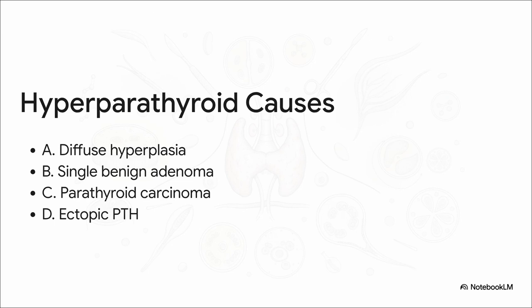Let's pivot to parathyroid pathology with question 11. A 45-year-old female comes in with the classic presentation: stones, bones, abdominal groans, and psychiatric moans. She's got kidney stones, bone pain, a high serum calcium of 11.8, and an inappropriately high intact PTH of 120. So, looking at the options, diffuse hyperplasia, a single adenoma, carcinoma, or ectopic PTH, what is the single most common underlying cause of primary hyperparathyroidism?